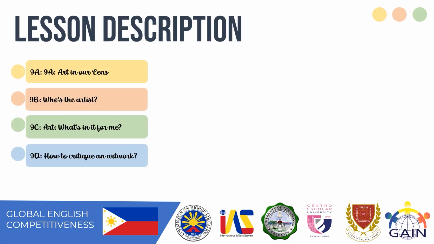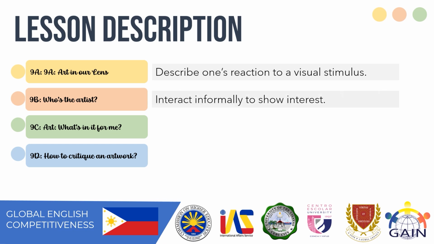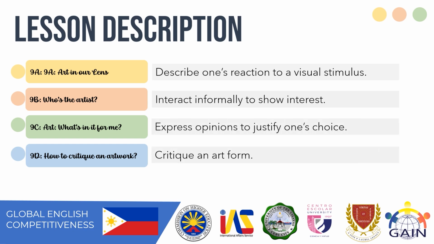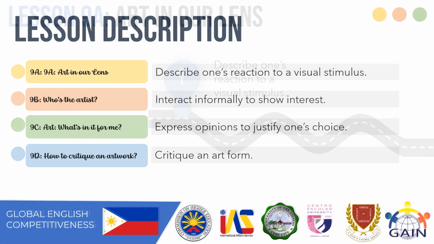The can-do objectives previously mentioned are aligned and embedded to each of the lessons as follows. 9A, describe one's reaction to a visual stimulus. 9B, interact informally to show interest. 9C, express opinions to justify one's choice. And 9D, critique an art form.